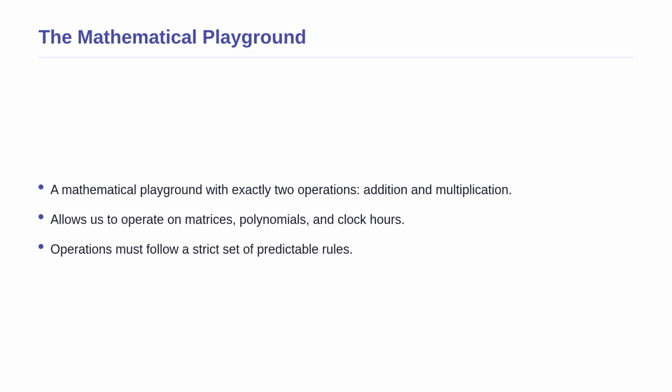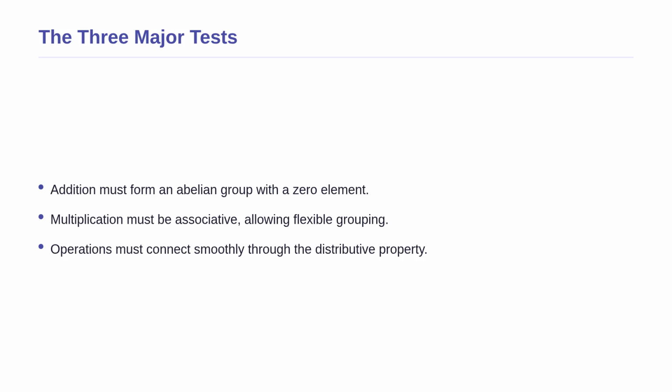A ring is simply a mathematical playground where we are allowed to do exactly two things: add and multiply. Think of it like a video game that gives you exactly two buttons to press. To make sure the game does not break, these buttons must follow a strict set of predictable rules. Now that we understand the goal, let us look at the exact mathematical rules that make a ring.